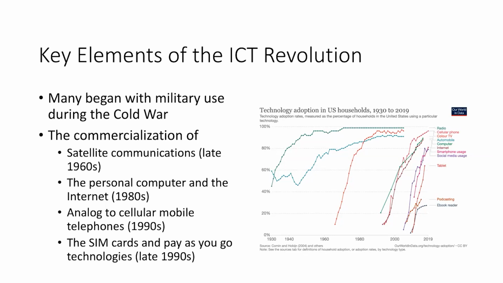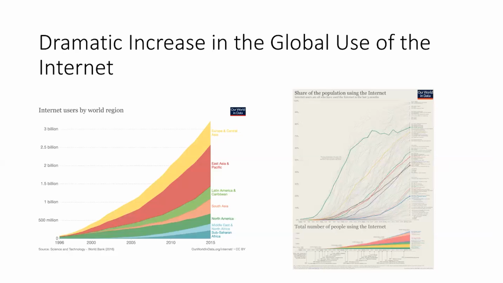If you look at this graph or chart, you can see how significant the increase is in all these technologies, dating them again to the end of the 20th century. Again, that data is US. Here we just see the dramatic increase in the global use of the internet. Again, it's a global phenomenon. In sub-Saharan Africa, there's a digital divide, as you can see. The share of the population using the internet has increased dramatically. Again, it's a global phenomenon, but most prevalent in the West and Asia.